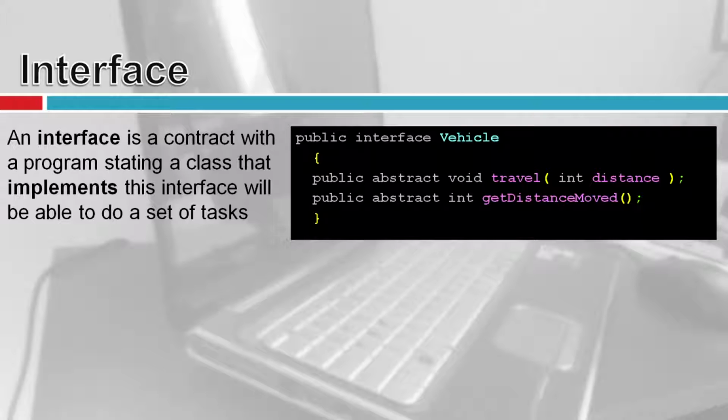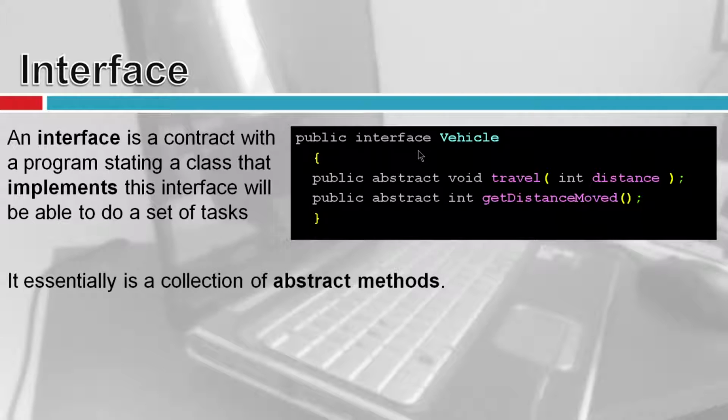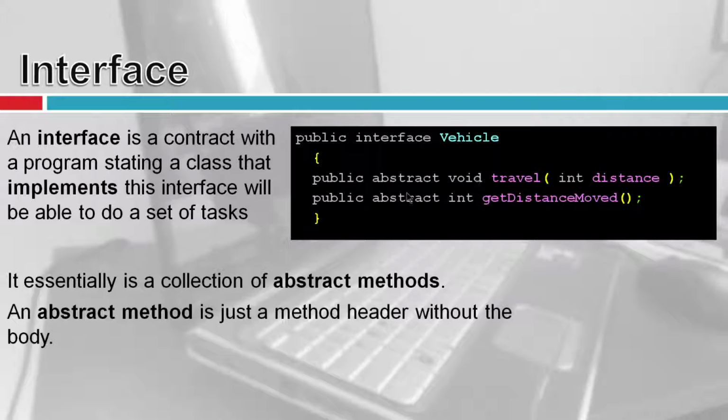An interface is a contract with a program stating a class will implement these functions, a set of tasks. So here you notice that we have an interface called vehicle. It's essentially a collection of abstract methods. So here all it is just a whole bunch of method headers. An abstract method is just a method header without the body. So here you can see I have public, void, travel, and I have the output, the input, and the name.